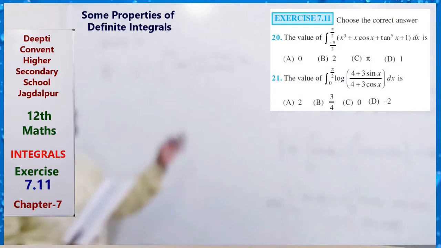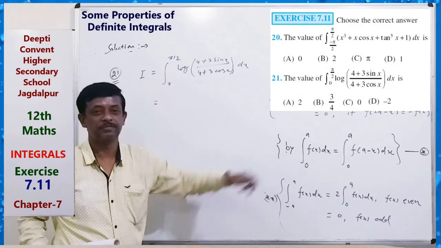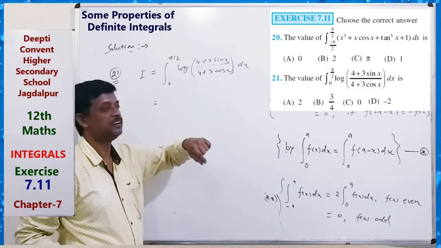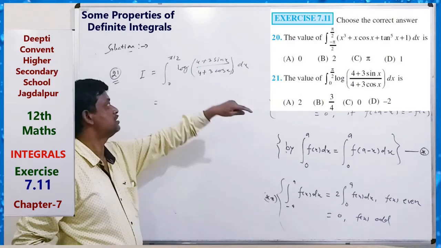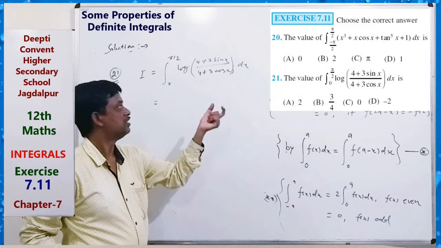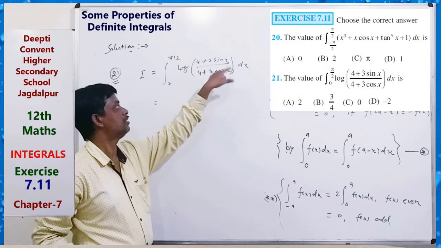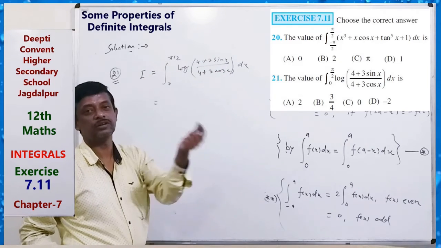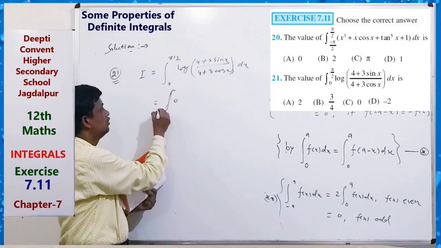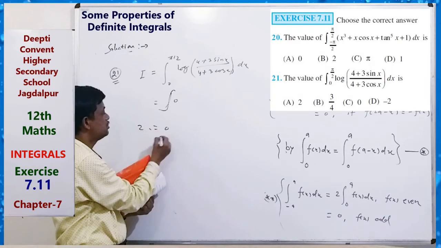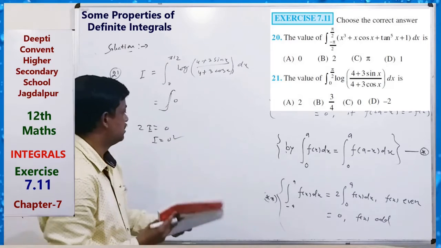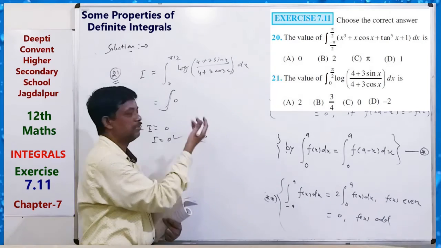So just 0 to a. Apply this formula. You will get here cos x, here sin x. Add: 2I equals this plus this, here sin, here cos. So log a plus log b is log a into b. Both are inverses, so they cancel out and we get log 1, which is 0. So the integral is 0. 2I equals 0, now I equals 0. So 0 is the answer. Right answer is C. Okay, very simple.